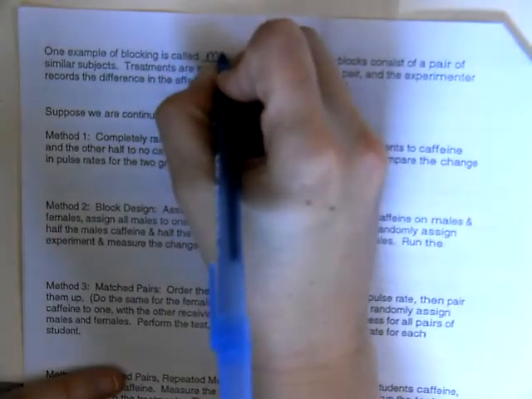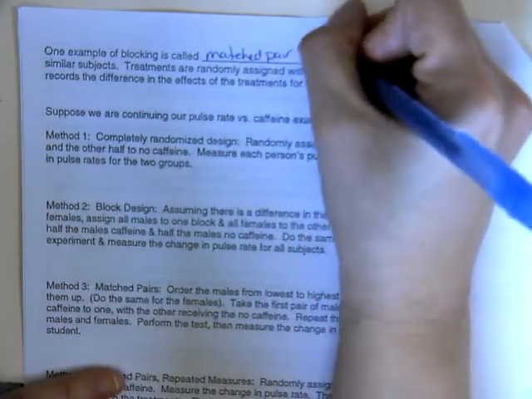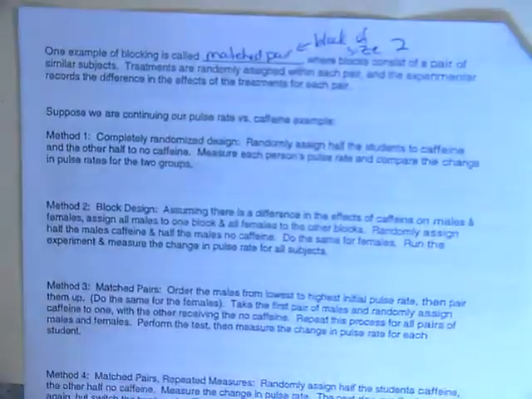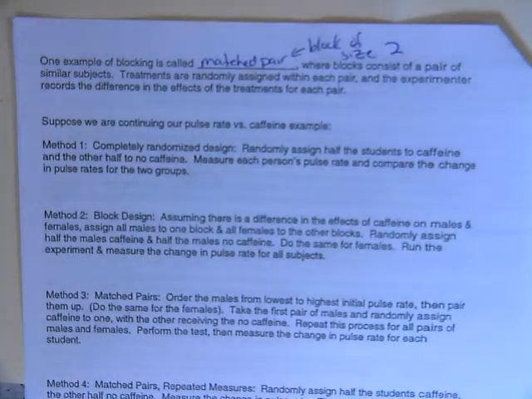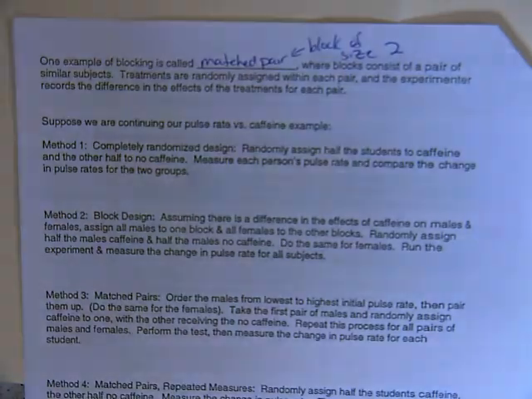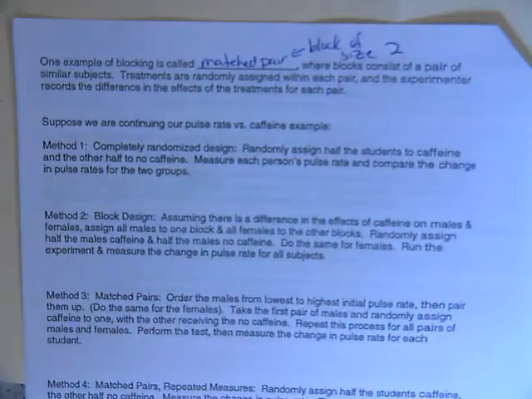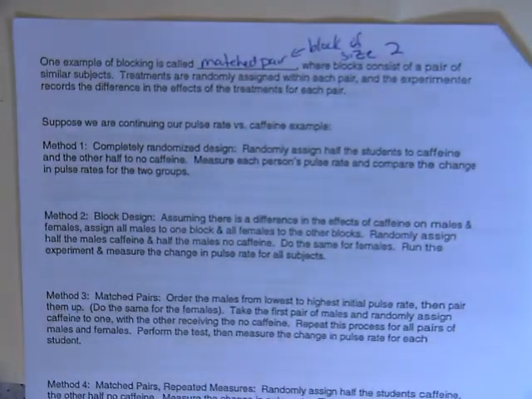A matched pair is a block of size 2. It consists of a pair of similar subjects. Treatments are randomly assigned within each pair, and the experimenter records the difference in the effects of the treatment for each pair. So like if we were looking at pulse rate and caffeine, in a completely randomized experiment, I'd randomly assign half the students to caffeine and the other half to no caffeine. Measure each person's pulse rate and compare the change.